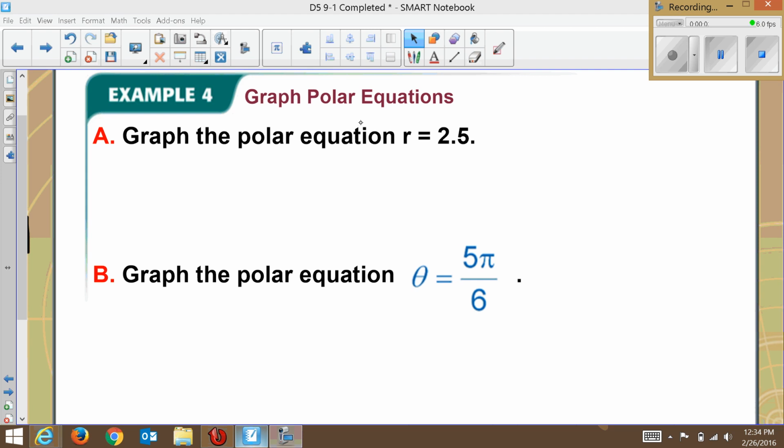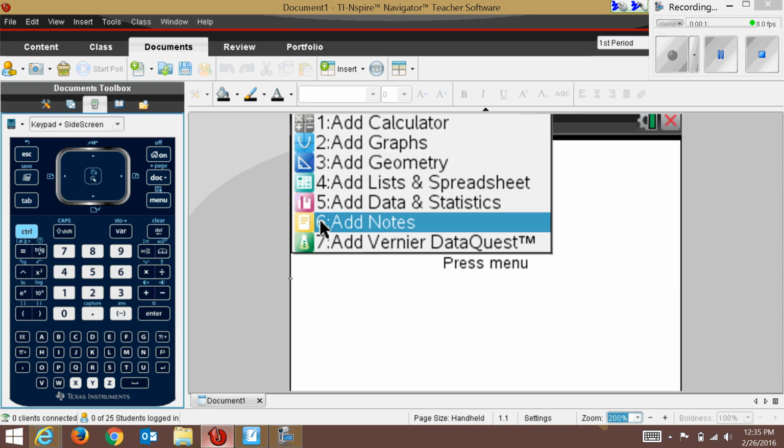Look at how we graph polar equations. Now remember what I told you earlier, that we have a radius and an angle. So part A is going to be looking at what if we only have a radius? What does that look like? Well, I'm going to go over to our calculator and show you from here.